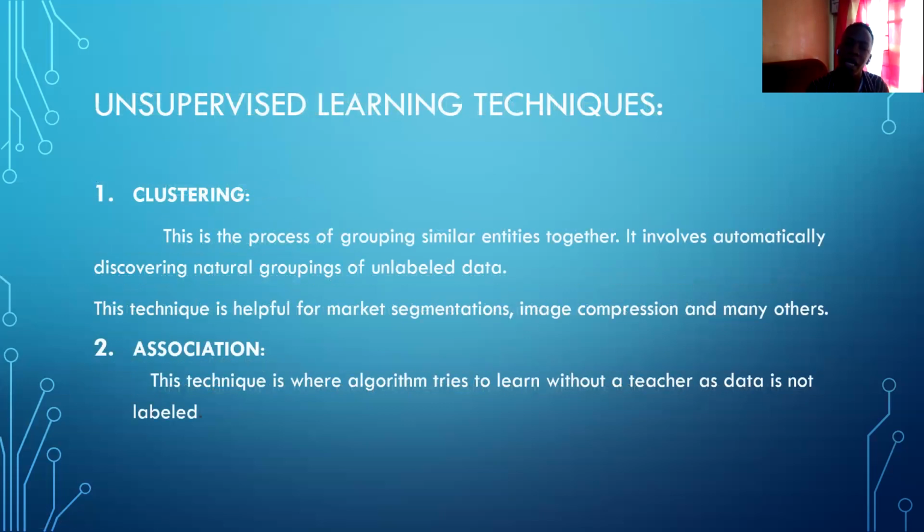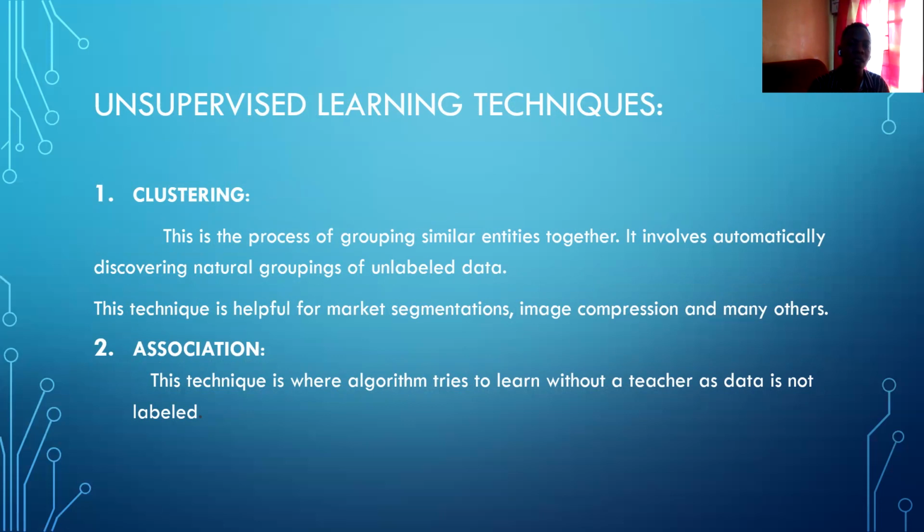When we go to unsupervised learning techniques, we have what we call clustering, which is the process of grouping similar entities together. It involves discovering natural groupings of unlabeled data. Since we use unlabeled data in unsupervised learning, clustering just helps to group this unlabeled data into different groups. It's kind of like classification in supervised learning. And this technique is helpful in market segmentation, image compression, and many others.